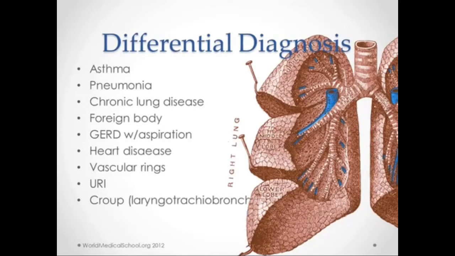The differential diagnosis includes asthma, but really we don't diagnose asthma under the age of 2, and so most of the time we're calling this bronchiolitis under the age of 2.